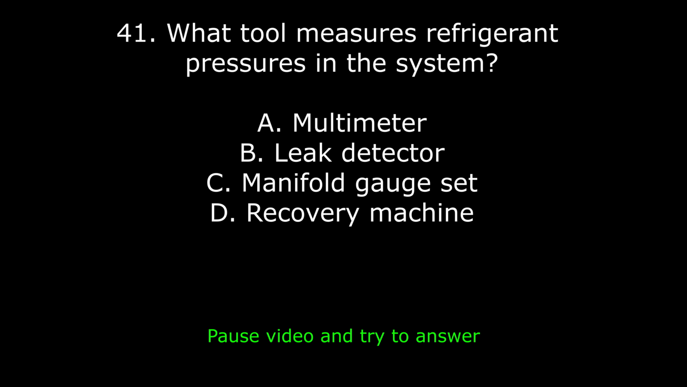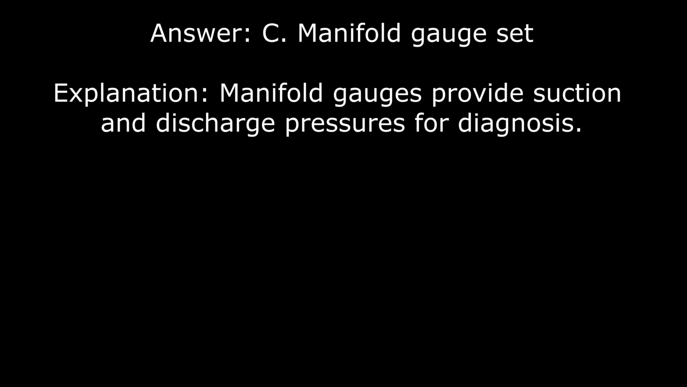41. What tool measures refrigerant pressures in the system? A. Multimeter. B. Leak detector. C. Manifold gauge set. D. Recovery machine. Answer. C. Manifold gauge set. Explanation. Manifold gauges provide suction and discharge pressures for diagnosis.